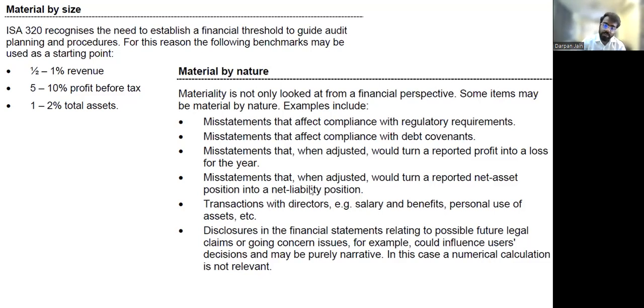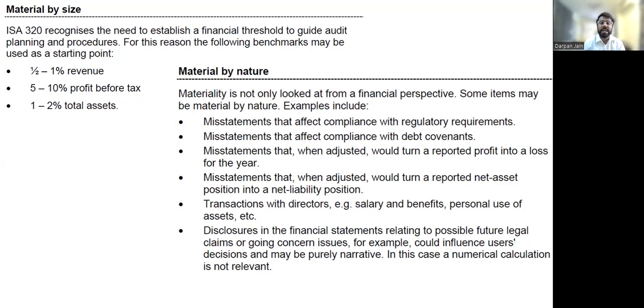Similarly, next, misstatements that when adjusted turn a reported net asset position into a net liability position. Before the misstatement is corrected, there was a net asset position. Net asset position means what? Current assets greater than current liabilities. Now, what is net liability position? Current liabilities greater than current assets. So if that misstatement when corrected is turning a net asset position into a net liability position, again, it's material.